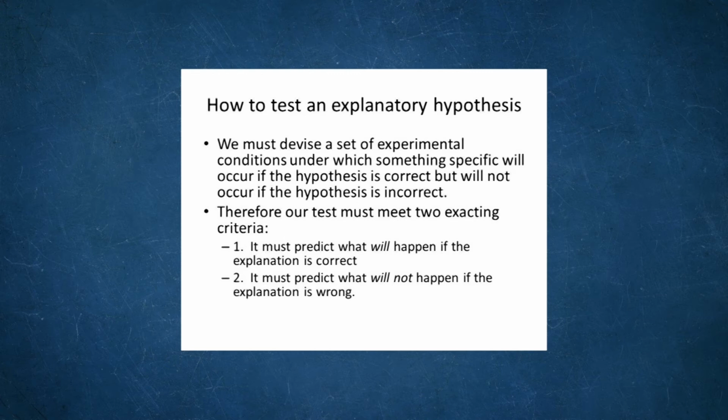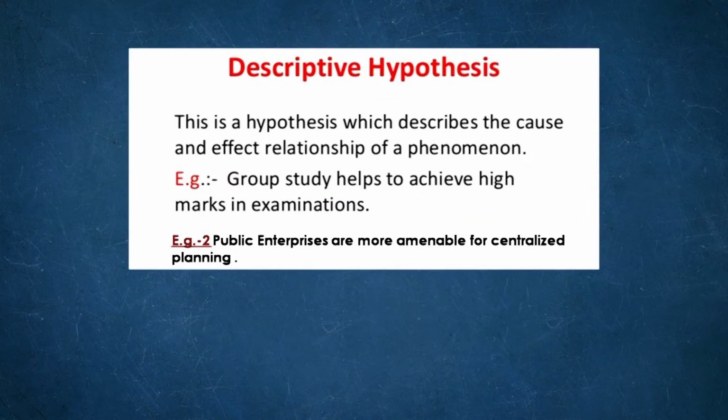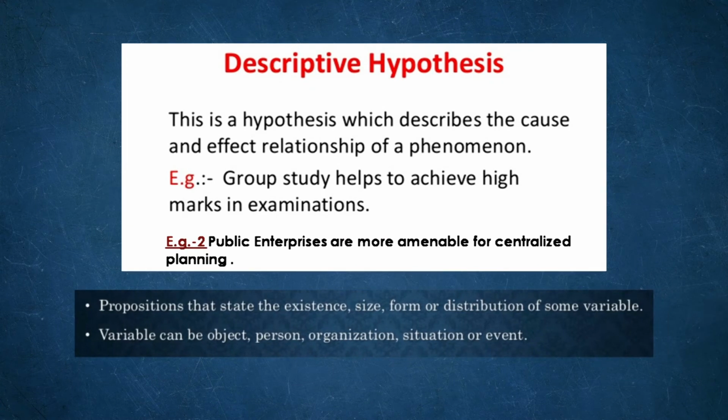So this is the explanatory study, and now the second one is the descriptive hypothesis, and this hypothesis describes the cause and effect relationship of a phenomenon. Like the example, group study helps to achieve high marks in examination, and public enterprises are more amenable to centralized planning. So what we observe is that this descriptive hypothesis model is there, and a proposition that states the existence, size, form or distribution of some variable comes into the picture, and the variable can be an object, a person, an organization, a situation or an event.